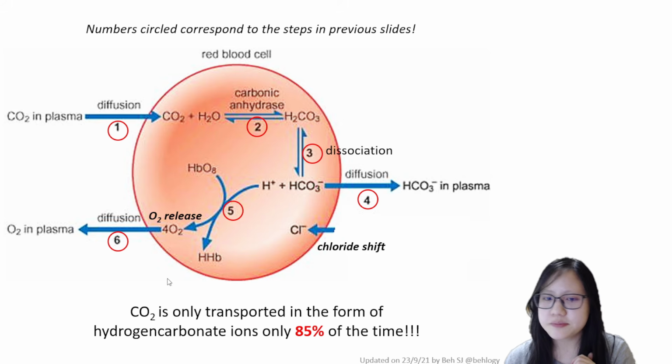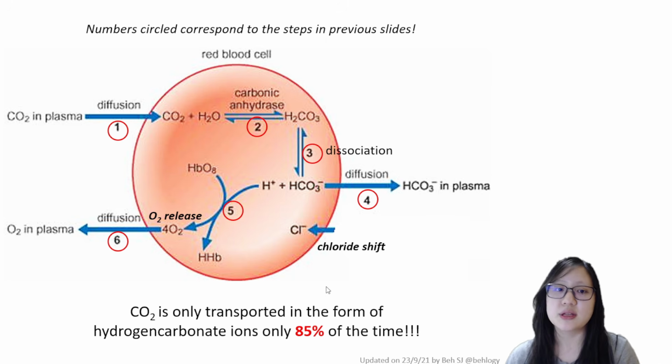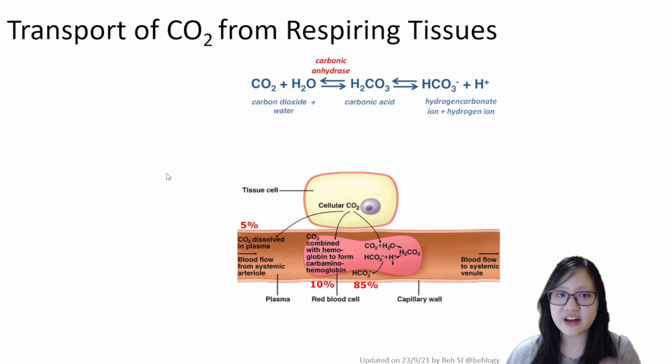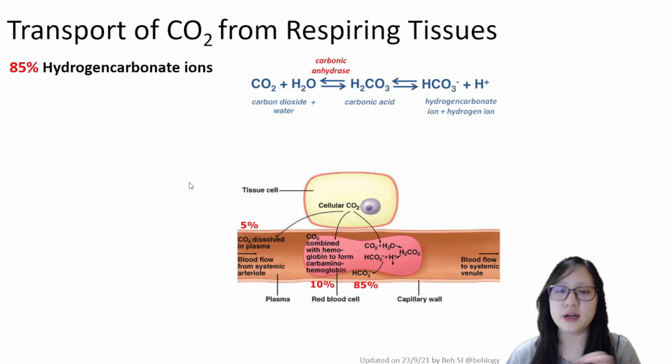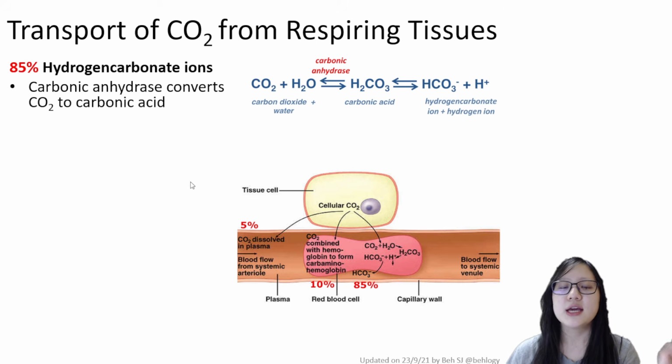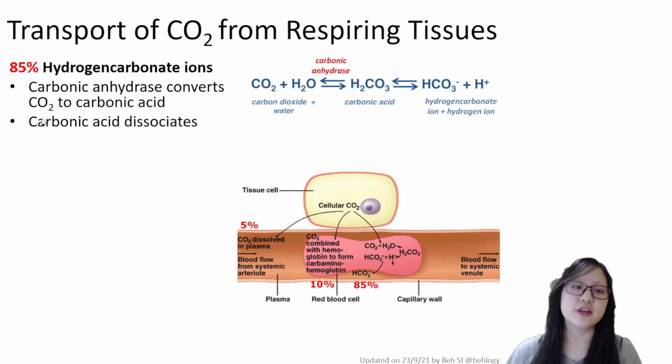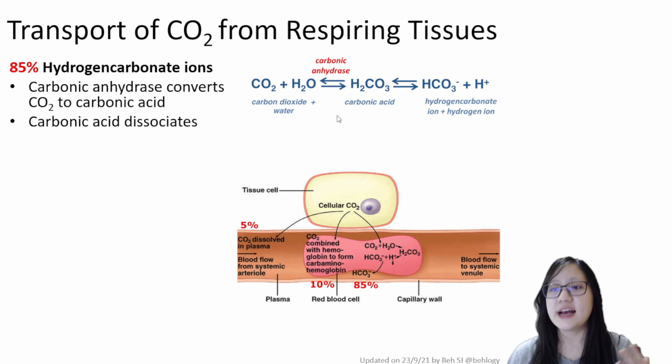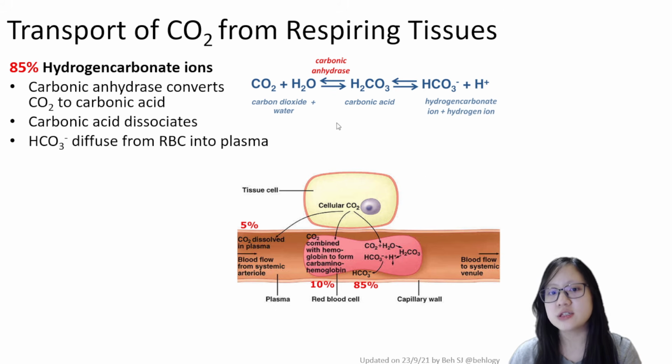But moving on from transport of oxygen, let's look a little bit at the transport of carbon dioxide. So we have already seen the transport of carbon dioxide, how it's picked up in the respiring tissue, but how is it transported other than this 85% of the time, right? And how is it transported to the lungs? So 85% of the time, as we saw just now, it's hydrogen carbonate ions. This is the form in which carbon dioxide is transported. Carbonic anhydrase would convert the carbon dioxide to carbonic acid. The carbonic acid dissociates, and then those hydrogen carbonate ions diffuse from the red blood cells into plasma. So this is 85% of the time, like we just mentioned.